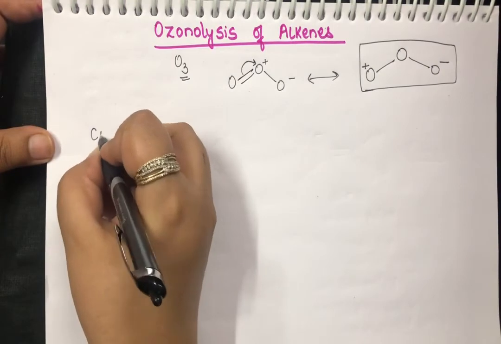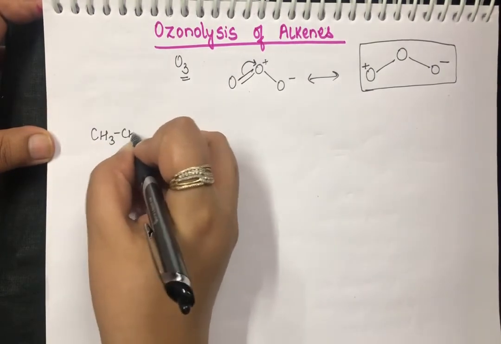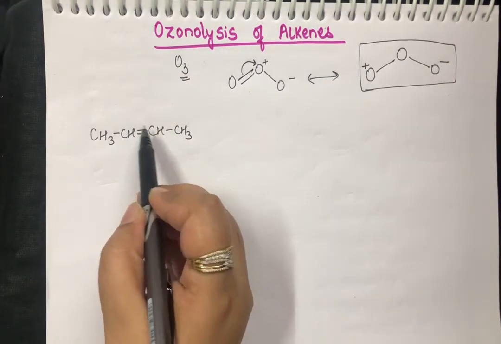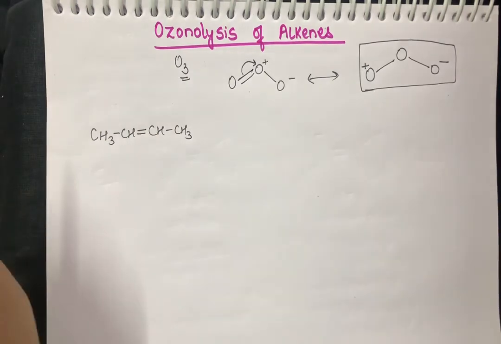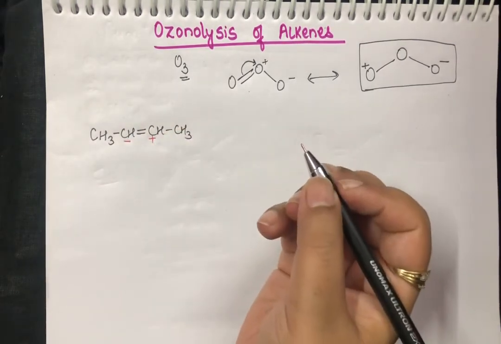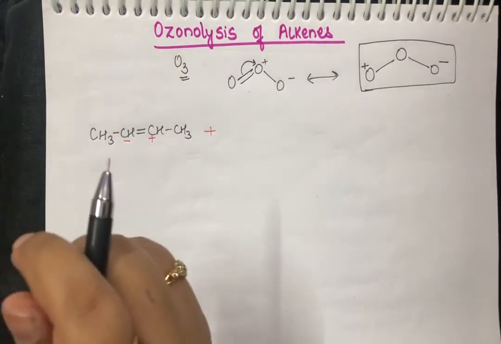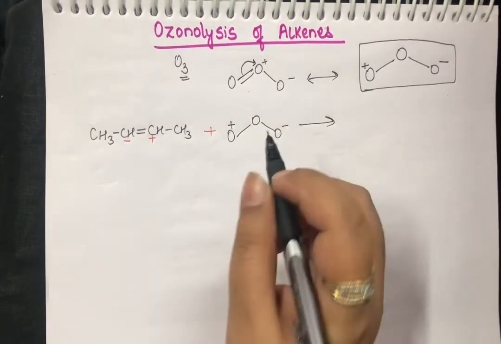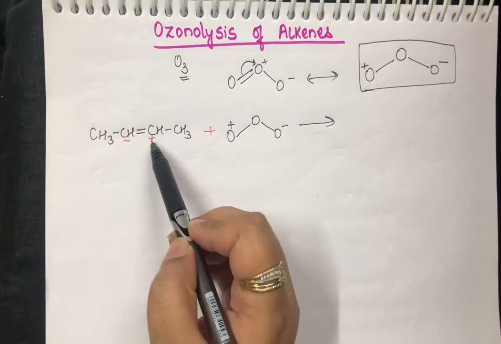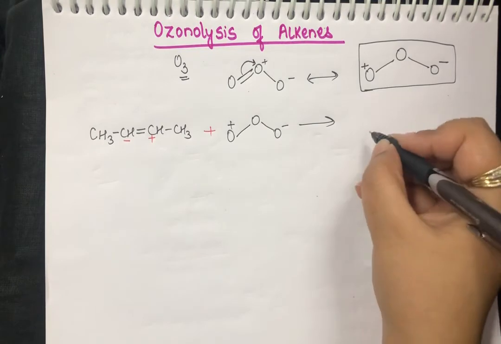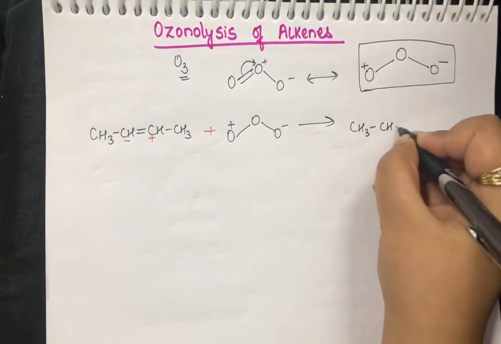Now, for example, let me take an example like this. This is my alkene. When the reaction starts, let's say the bond has broken. Whenever the bond breaks, one of the carbons of the doubly bonded structure will have a negative charge, and let's say this one gets the positive charge. Now what will happen when you treat it with your ozone molecule? The oxygen with the negative charge will attack the positive carbon, and the oxygen with the positive charge will attack the negative carbon. So the product that you will get would look like this.